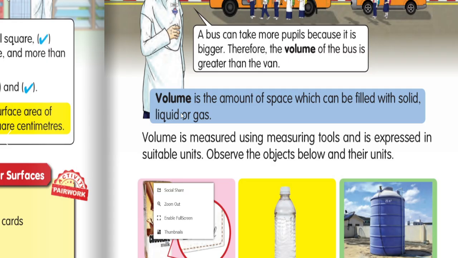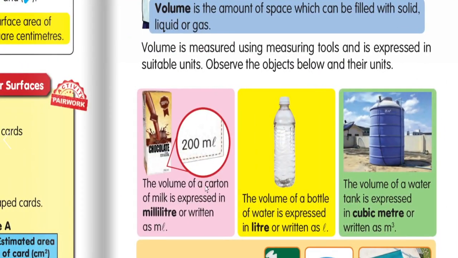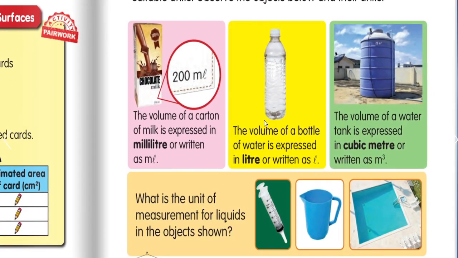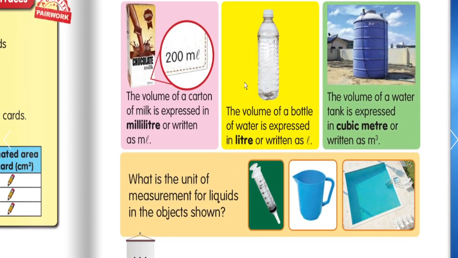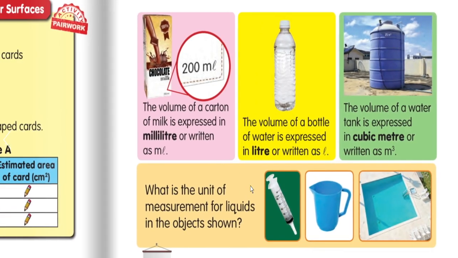Volume is measured using measuring tools. For example, a small pack of milk is usually given in milliliters. For a bottle, we use liter. For a tank, we use cubic meter. So what unit of volume would you use for these different objects?